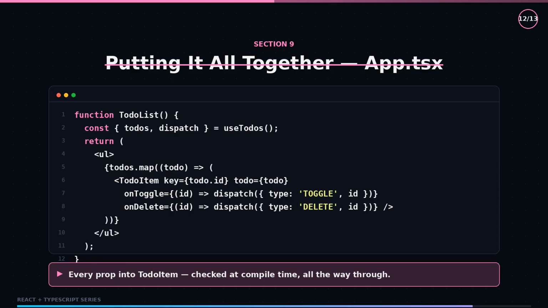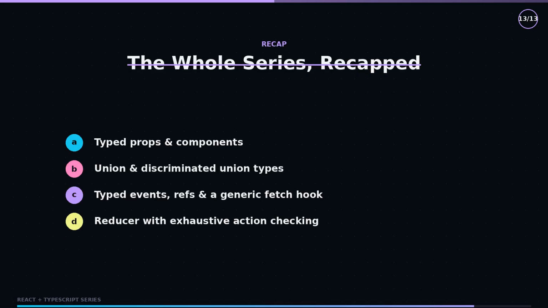11. Putting it all together. App.tsx. Function TodoList. const todos, dispatch equals useTodos. Return todos.map to TodoItem, key todo.id, onToggle id dispatches type toggle, onDelete id dispatches type delete, and onEdit dispatches type edit. And that's the whole app. TodoList reads from useTodos, dispatches typed actions, and every prop passed to TodoItem is checked at compile time. Let's run it.